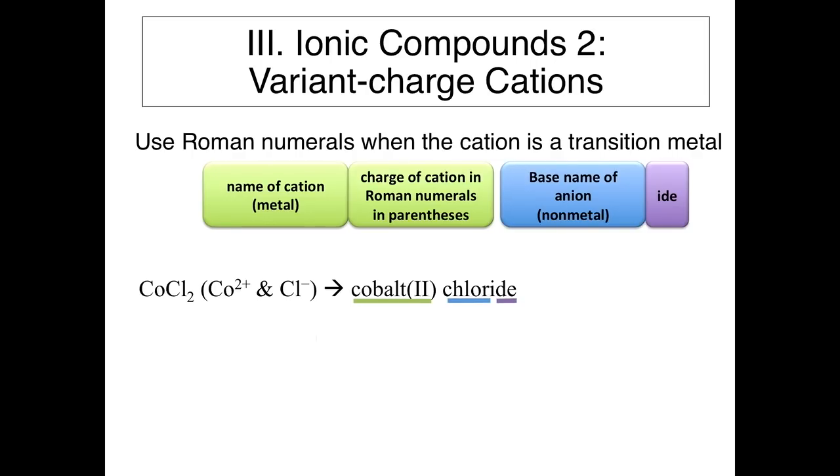Let's do another example. How about CoCl3? How would you write the name of this compound? Again, first realize that cobalt is a transition metal, so it is going to have variant charges. So in order to know its charge, we look at its anion. In this case, we have 3 chlorides giving us a negative 3 charge. So cobalt must be positive 3. If cobalt is positive 3, this is going to be called cobalt(III) chloride.